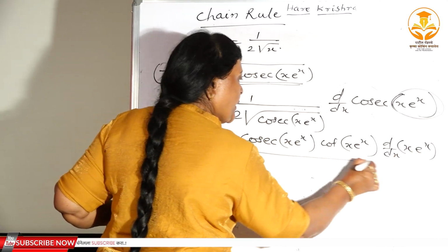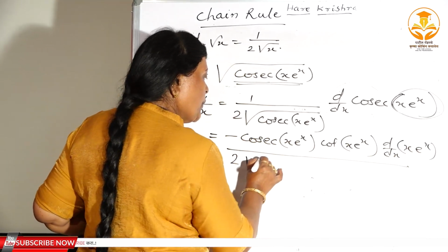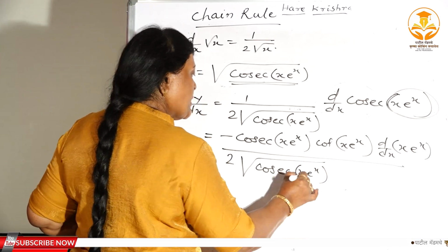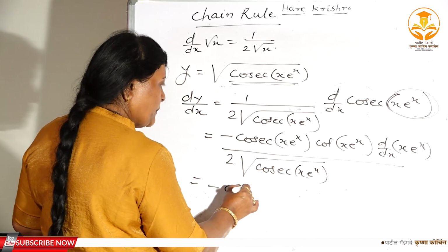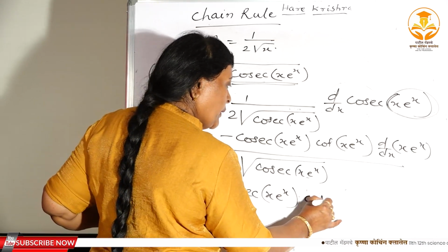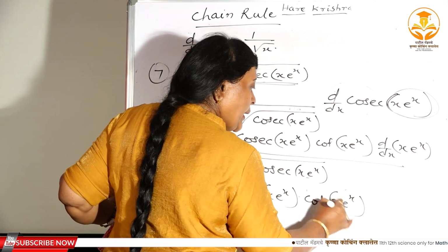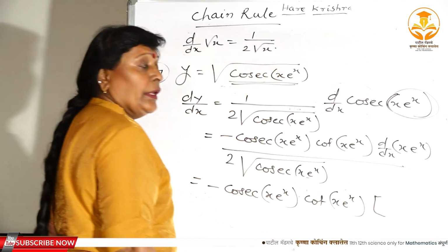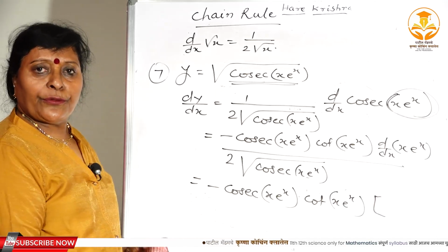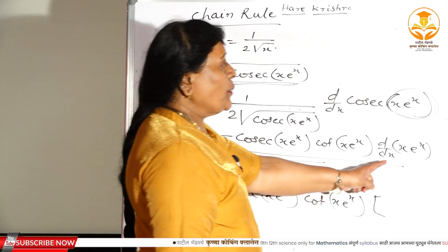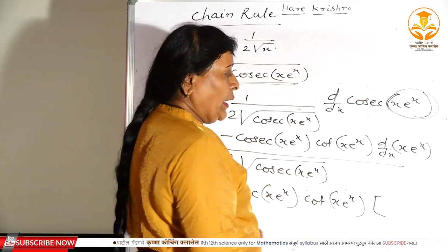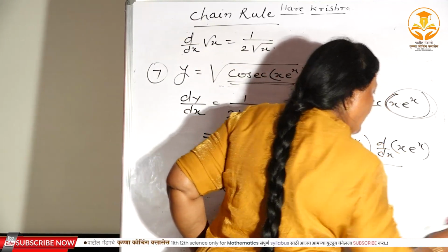And this denominator remains as it is, that is 2 root of cosec x e to the power x, isn't it? Again minus cosec x e to the power x cot x e to the power x. Here again you have to apply which rule? Multiplication rule. x into e to the power x, there is a product of two functions. Otherwise what do you do, children? The derivative of x is 1, e to the power x, e to the power x? That is totally wrong.